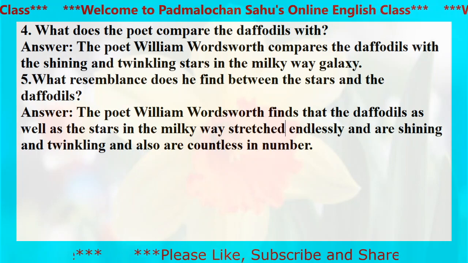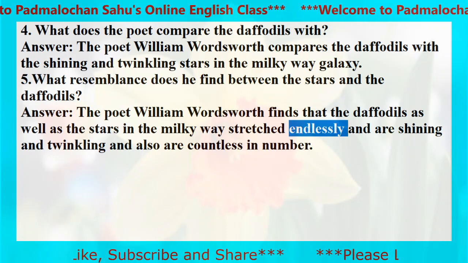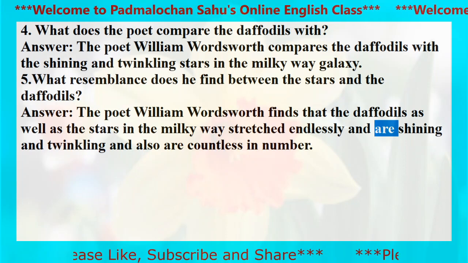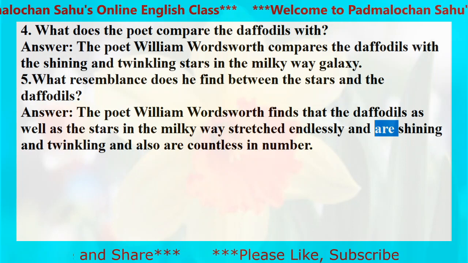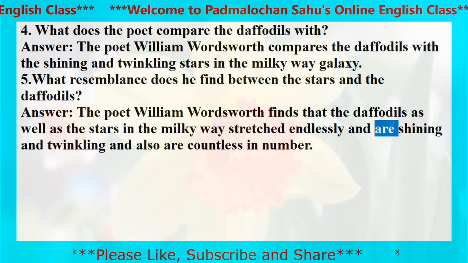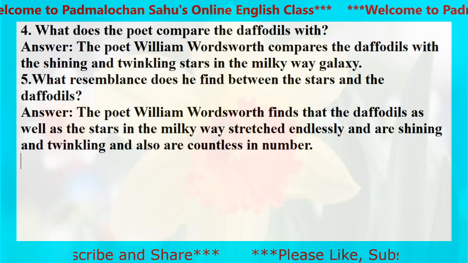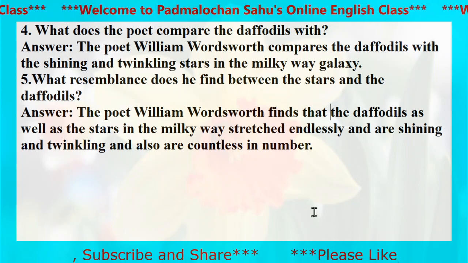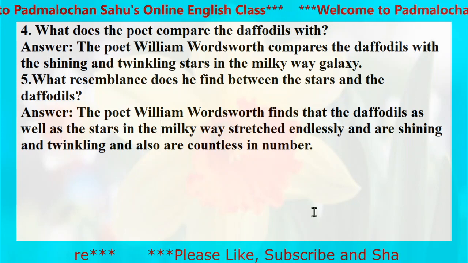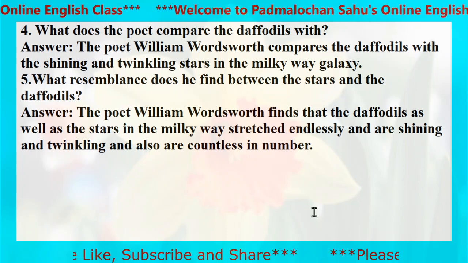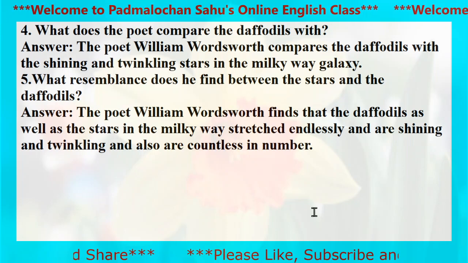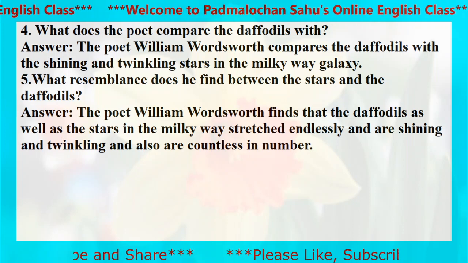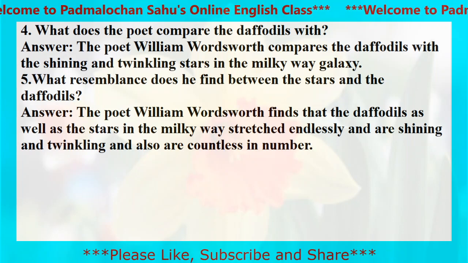stretched endlessly, and were shining and twinkling, and also are countless in number. You can keep this 'are' as present tense because everything is in present tense. The poet William Wordsworth finds that the daffodils as well as the stars in the Milky Way stretched endlessly and are shining and twinkling and also are countless in number. All these things he mentions in the poem, right?